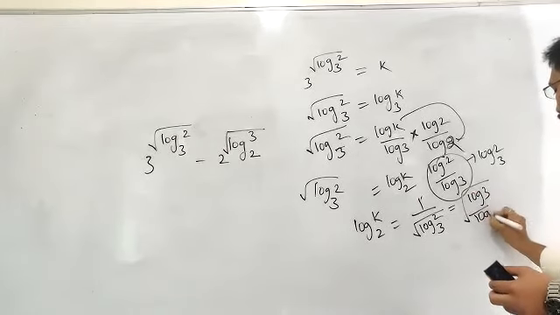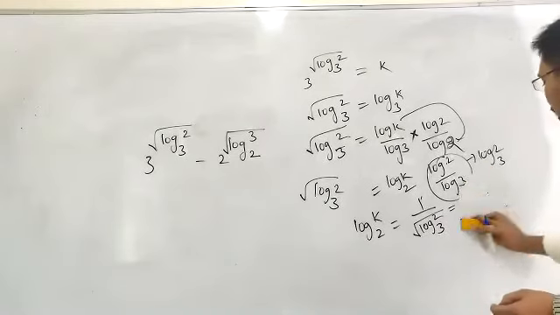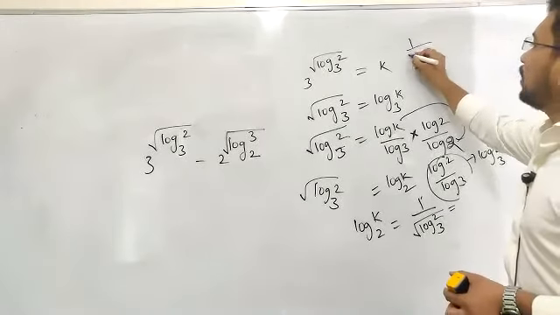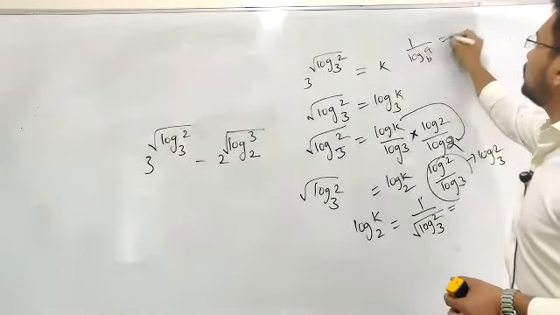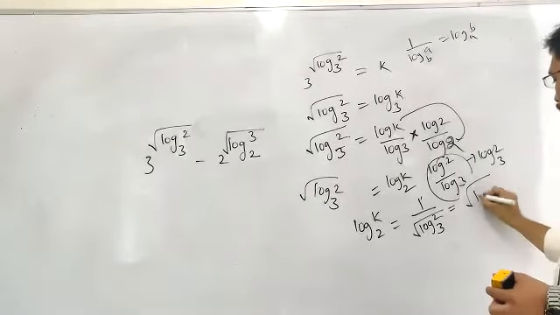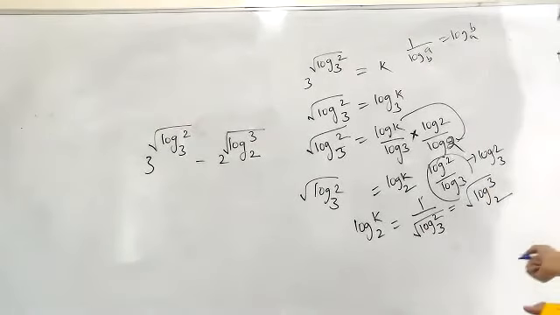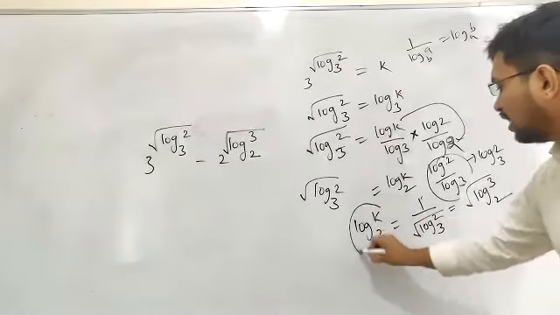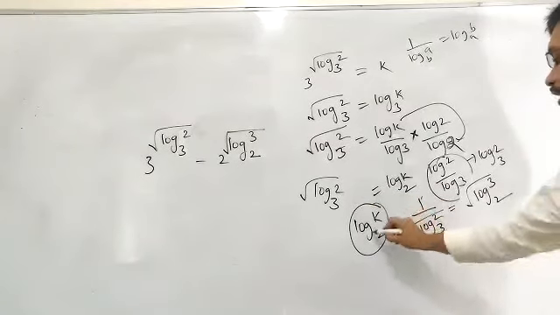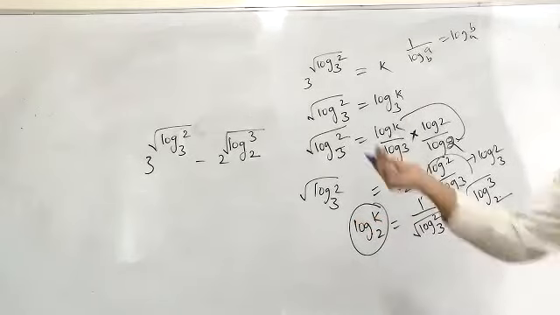I'm expanding this, writing it like this: 1 by log a base b can be written as log b base a. We have already seen this. So this part is under root of log 3 base 2. I'm just simplifying. Now this is a logarithmic form. Whatever is present in the logarithmic form, try to convert it back to the exponential form.